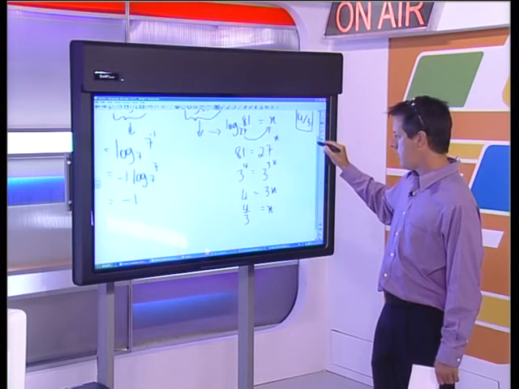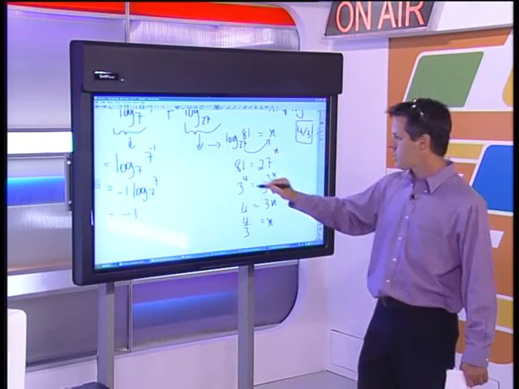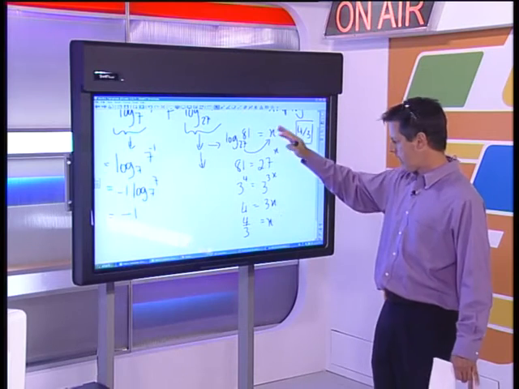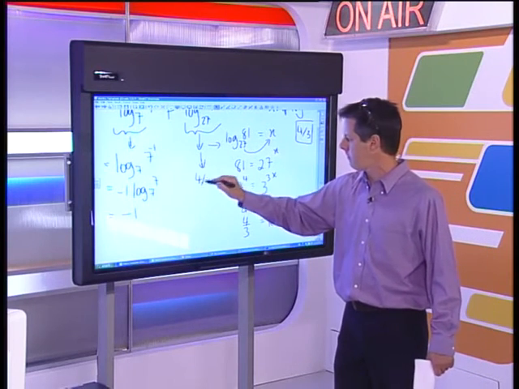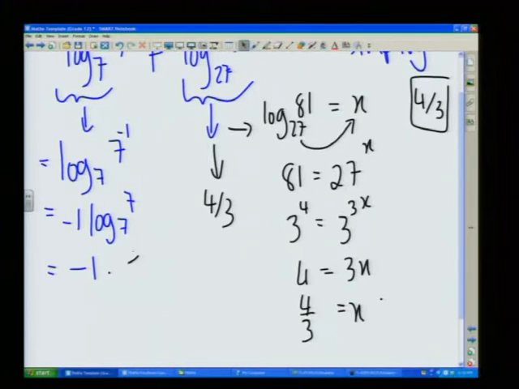And so now what I can do is I could go and say, well, this component, now I haven't set it out nicely, but I think you can see what I'm doing, is 4/3. And so because I was adding these two answers, minus 1 plus 4/3, that is going to give me 1/3. Okay, so hopefully, Funi, we've answered your question.